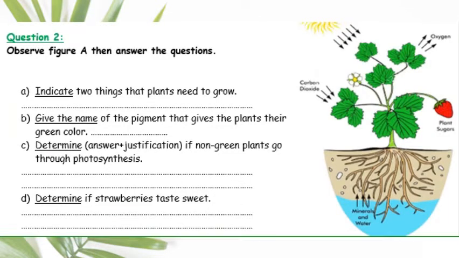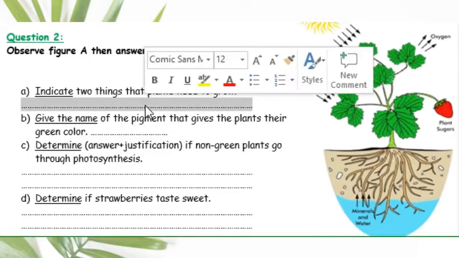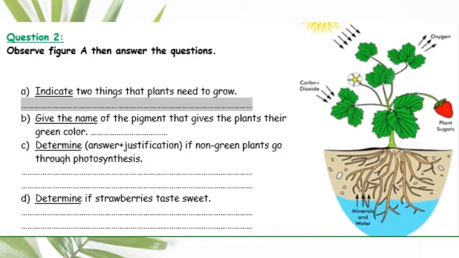The figure in question number 2 shows a strawberry plant with lots of arrows showing things that the plant collects from its environment. Indicate 2 things that plants need to grow. I told you what plants need in the first question. We said that plants need 4 different things to grow healthy.